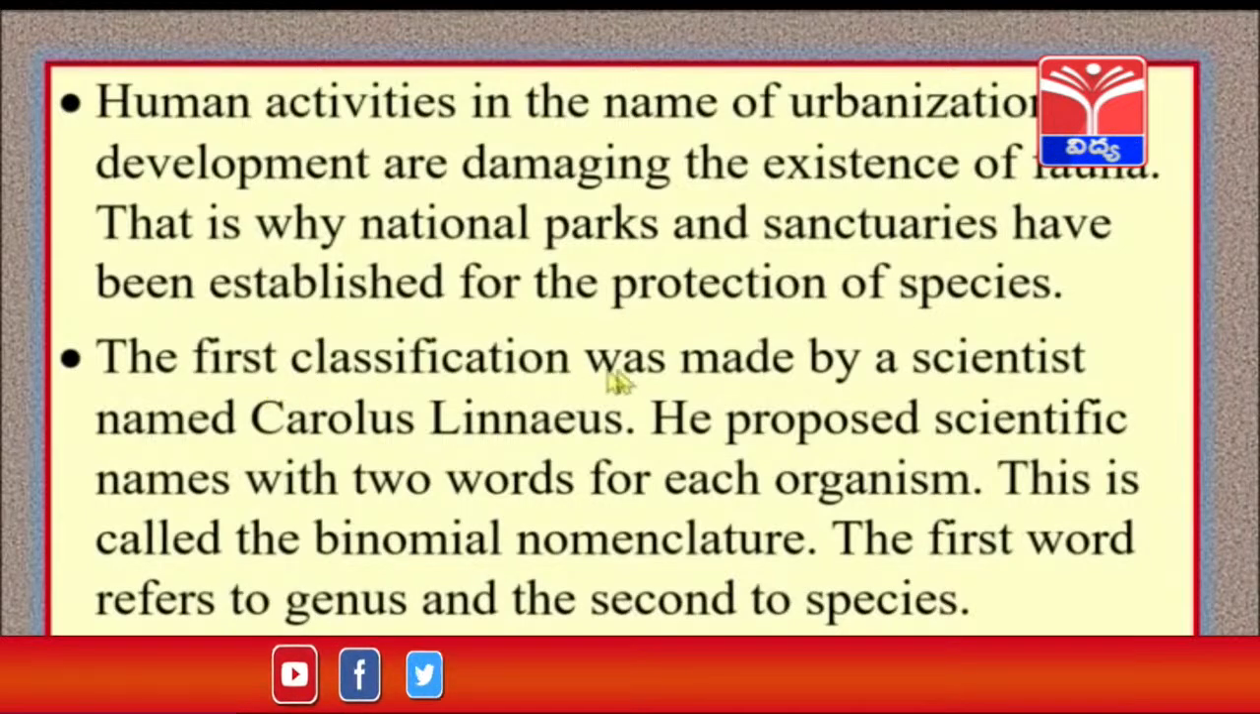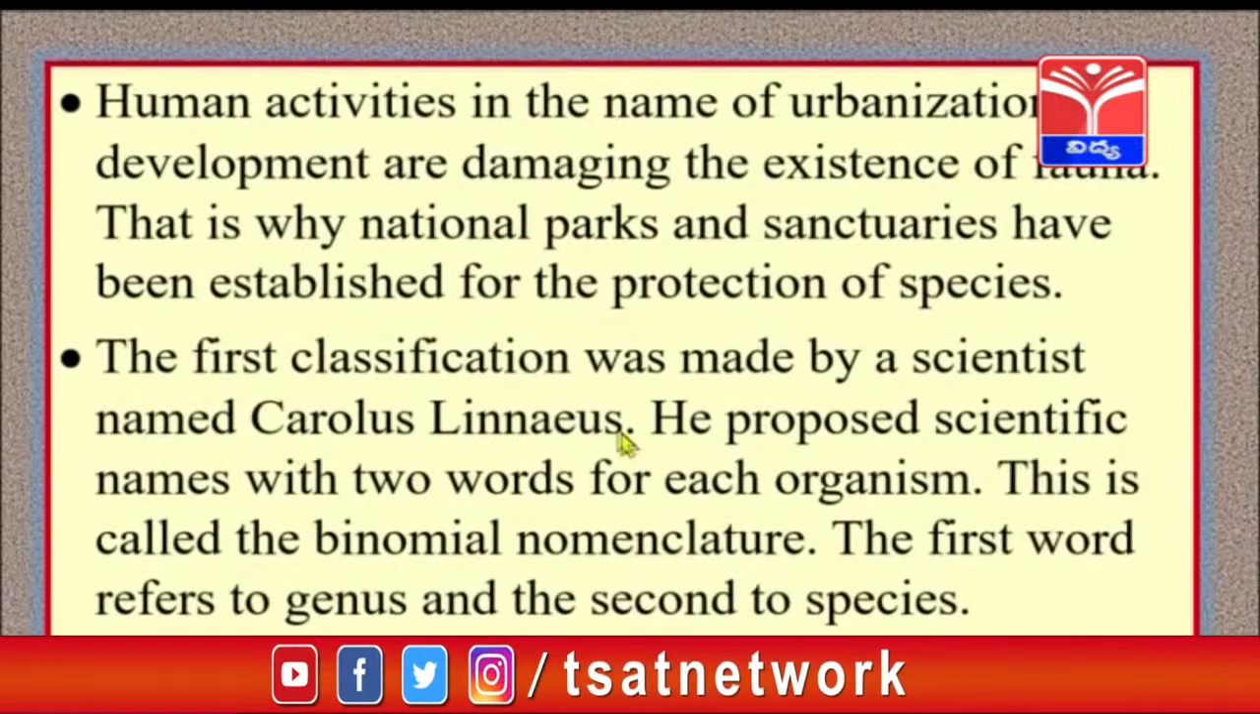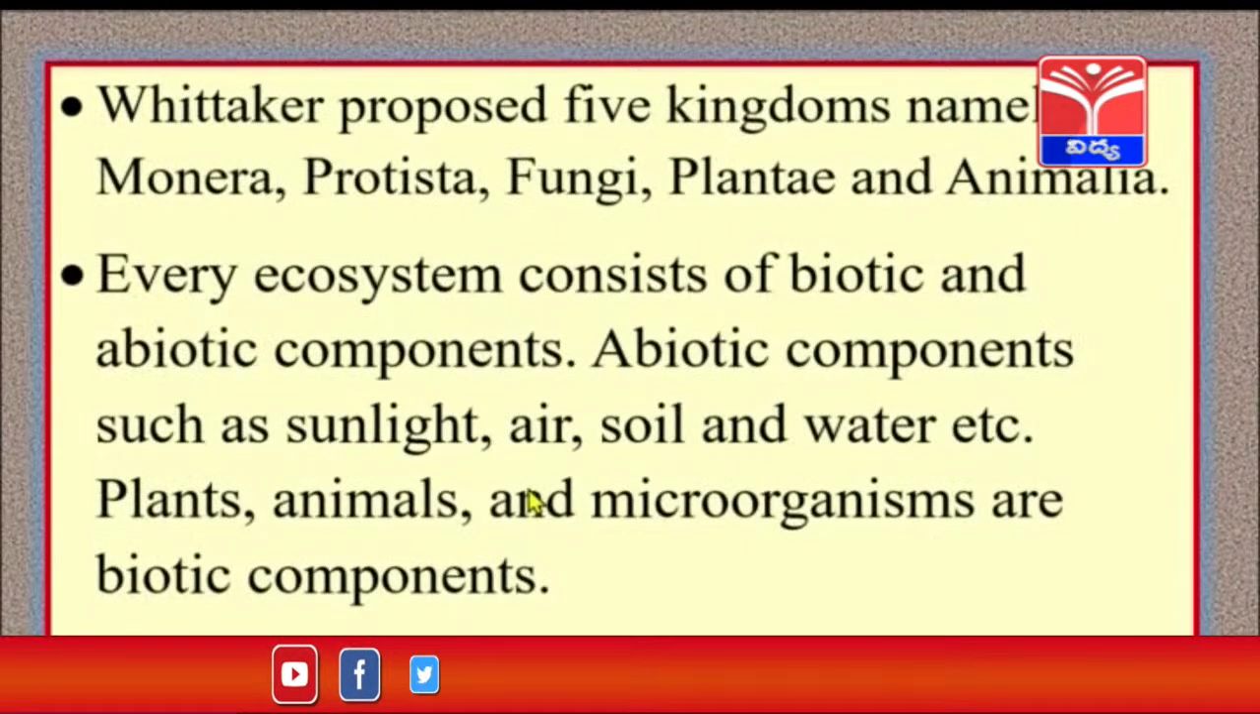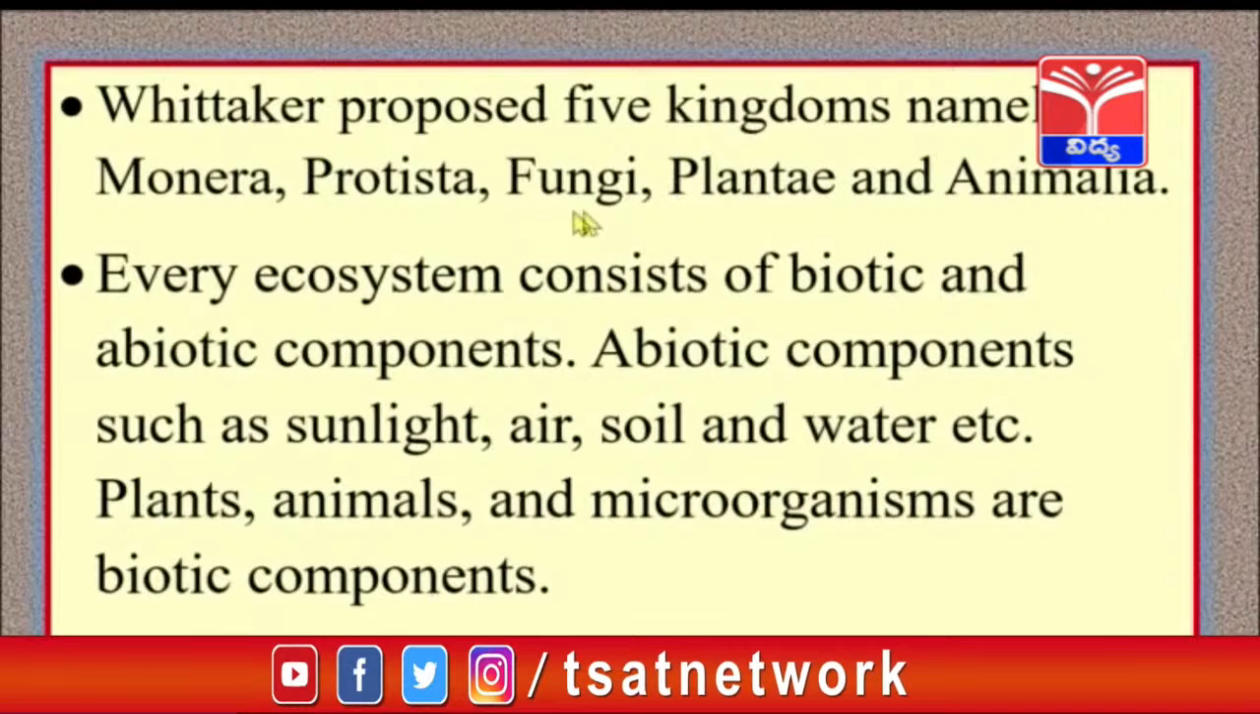The first classification was made by a scientist named Carolus Linnaeus. He proposed scientific names with two words for each organism. This is called binomial nomenclature. The first word refers to the genus and the second to the species. Whittaker proposed 5 kingdoms, namely Monera, Protista, Fungi, Plantae and Animalia.